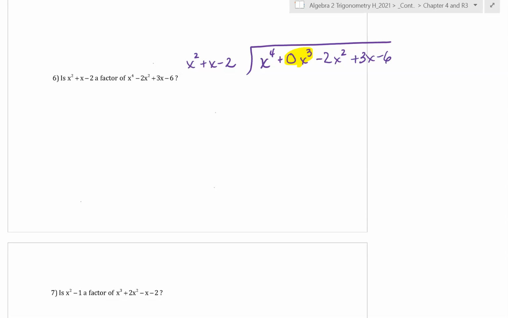So we'll put 0x cubed and we'll do, let's see, what would we multiply x squared by to get x to the fourth? And you would say x squared. So that's the first term in our quotient, and we'll multiply x squared by each term in the divisor.